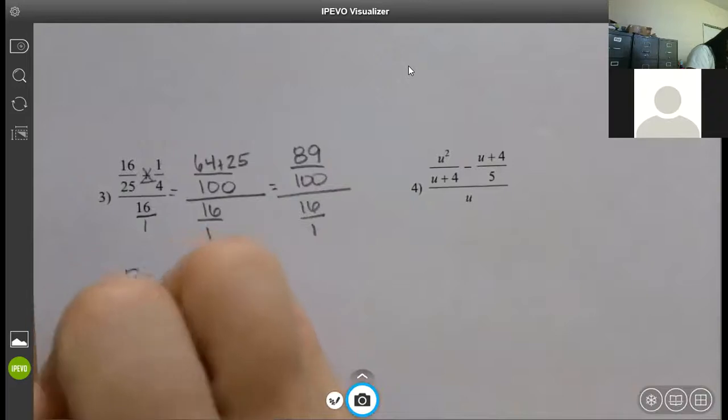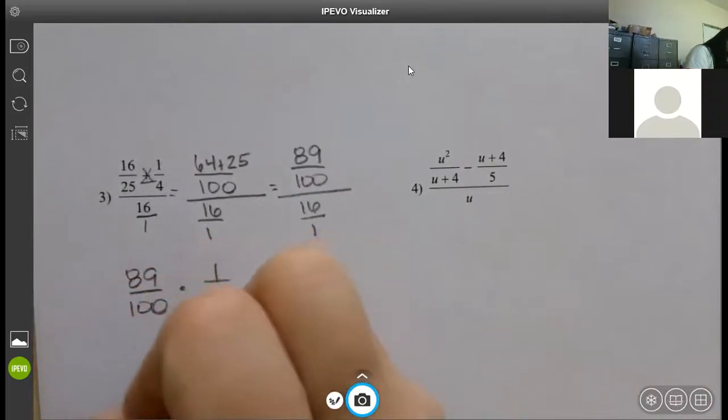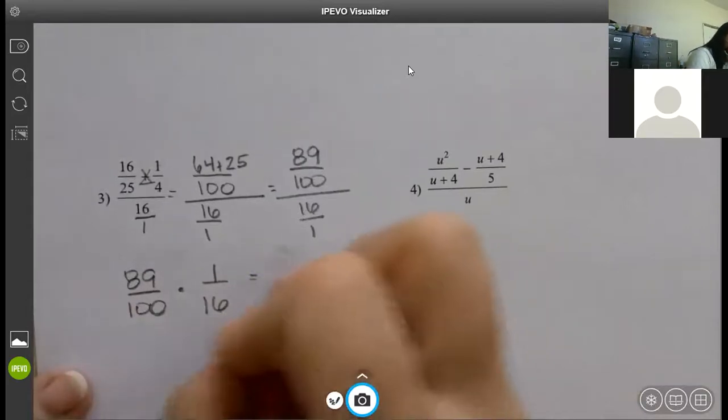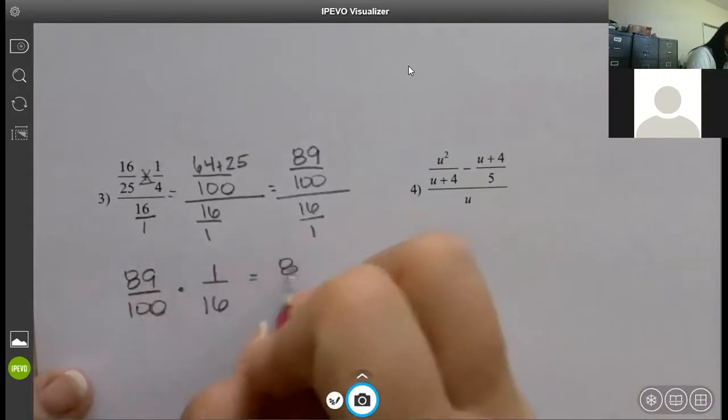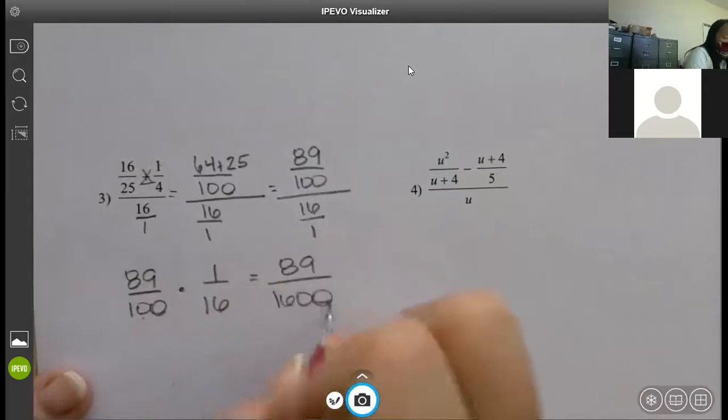We keep the first fraction. We change it to a multiply. We flip the second one. Nothing on this reduces, so multiply across. 89 times 1 is 89. 100 times 16 is 1600.